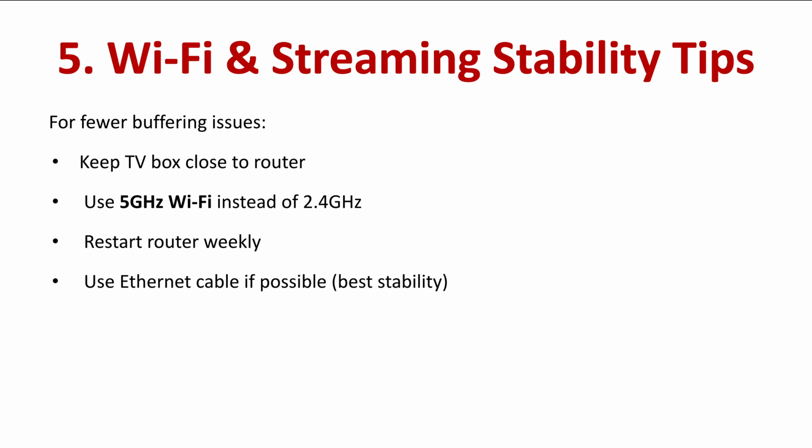Fifth one is Wi-Fi and streaming stability tips. For fewer buffering issues, keep the TV box close to the router. Use 5 GHz Wi-Fi instead of 2.4 GHz. Restart the router weekly. Use an Ethernet cable if possible.